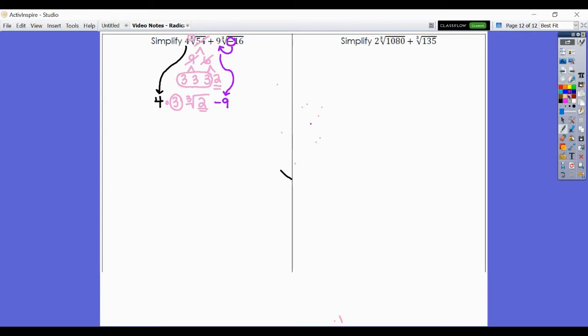From here, I break down 16 into factors. 16 is 4 times 4. 4 is 2 times 2, then 2 times 2.